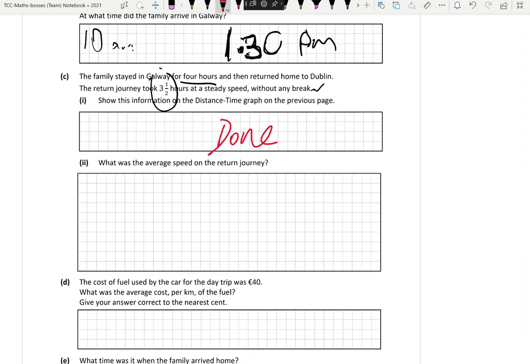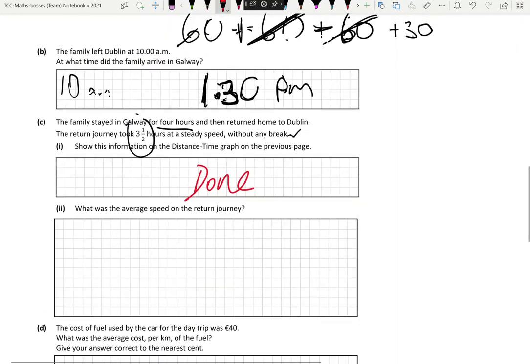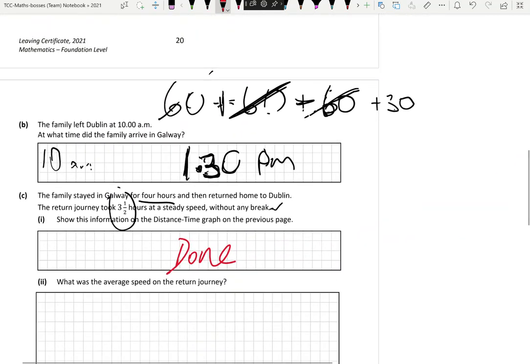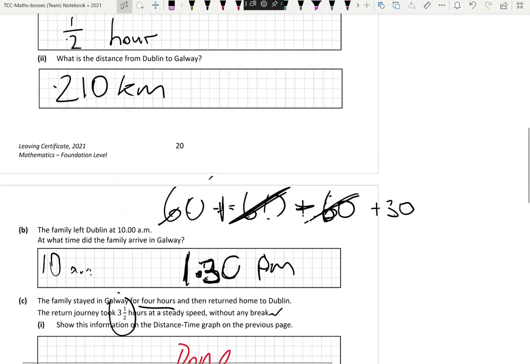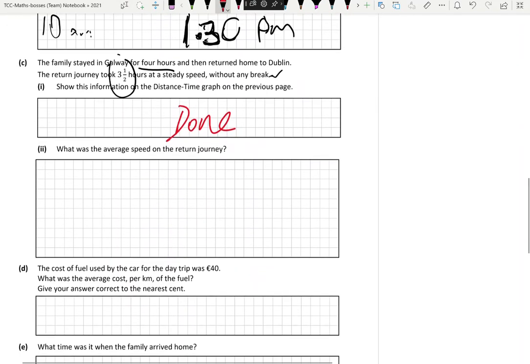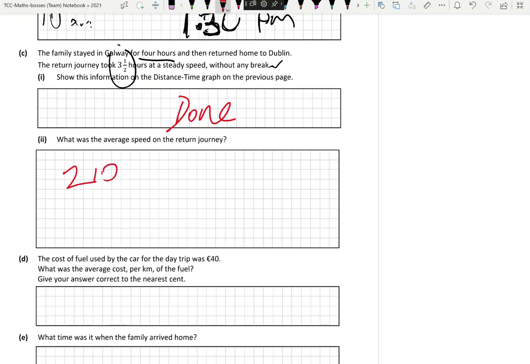What was the average speed on the return journey? Well, we know they traveled 210 kilometers in 3.5 hours. And if we wanted to remind ourselves of Dad's silly triangle, we get distance, speed, time, and the speed is distance over time, or the slope. So we just really need to put that in the calculator.